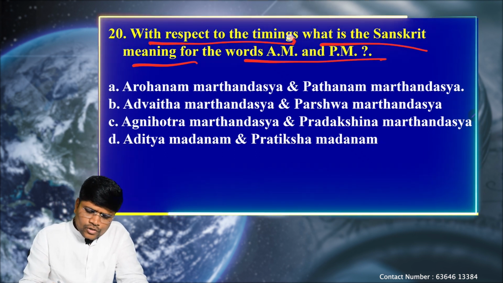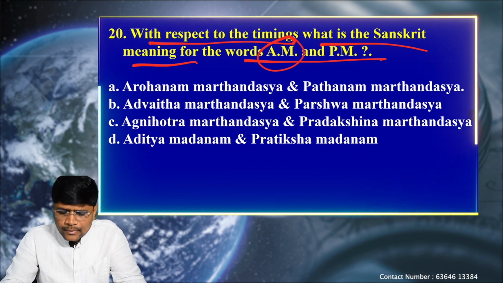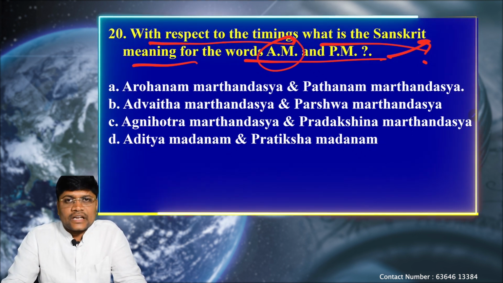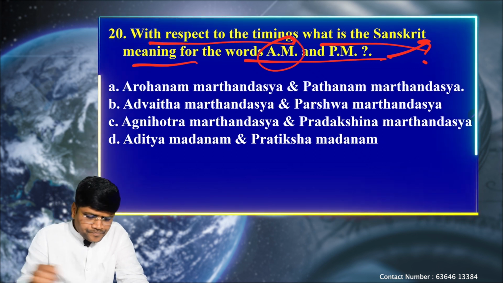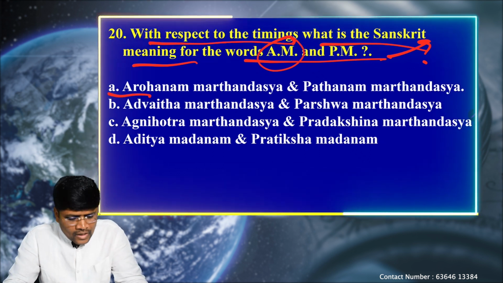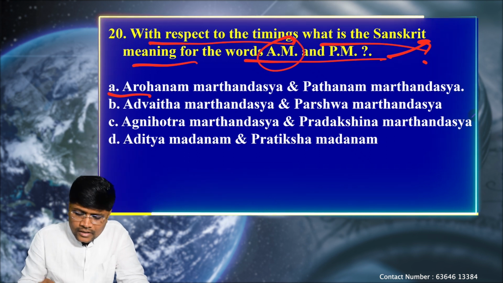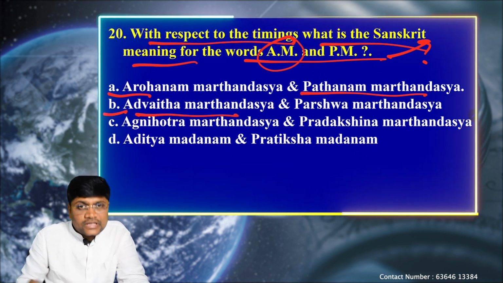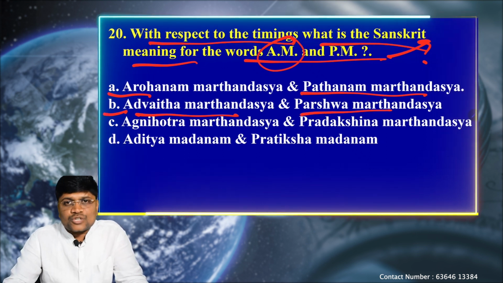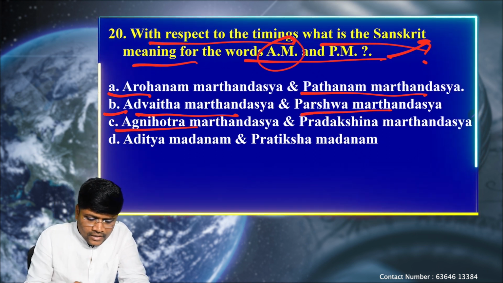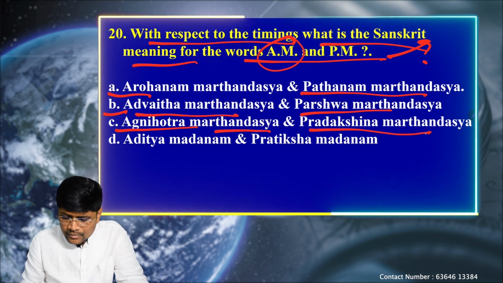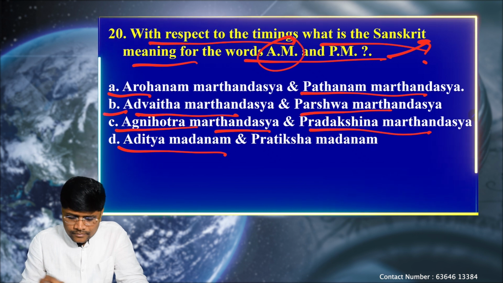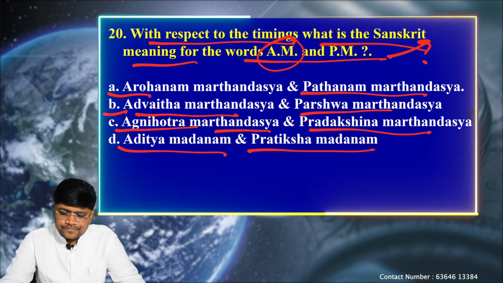Okay. So we know that in English the word AM refers to anti-meridian and PM refers to post-meridian. But here the question is demanding the Sanskrit meaning for AM and PM. First option A, Arohanam Martandasya and Patanam Martandasya. Option B, Advaita Martandasya and Parshva Martandasya. C, Agnihotra Martandasya and Pradakshina Martandasya. And D, Aditya Madanam and Pratiksha Madanam.